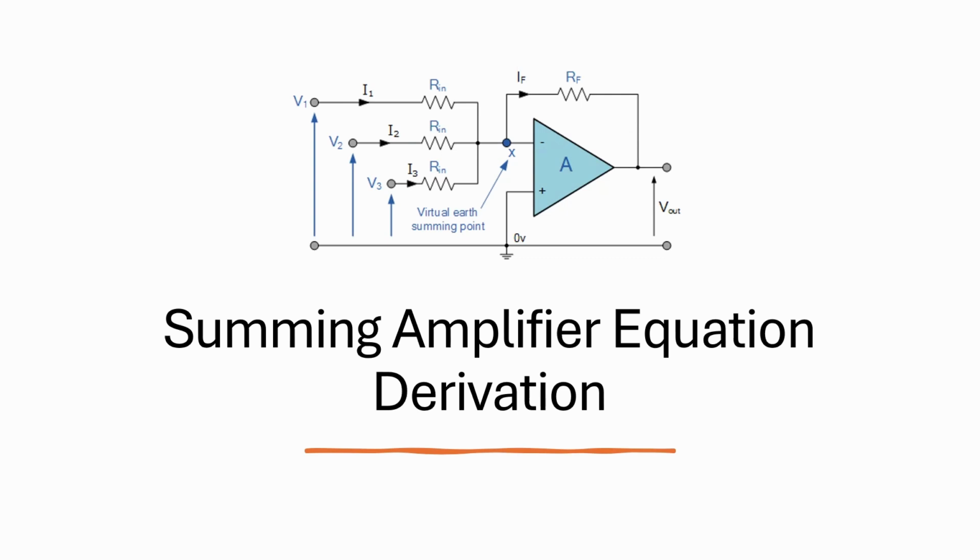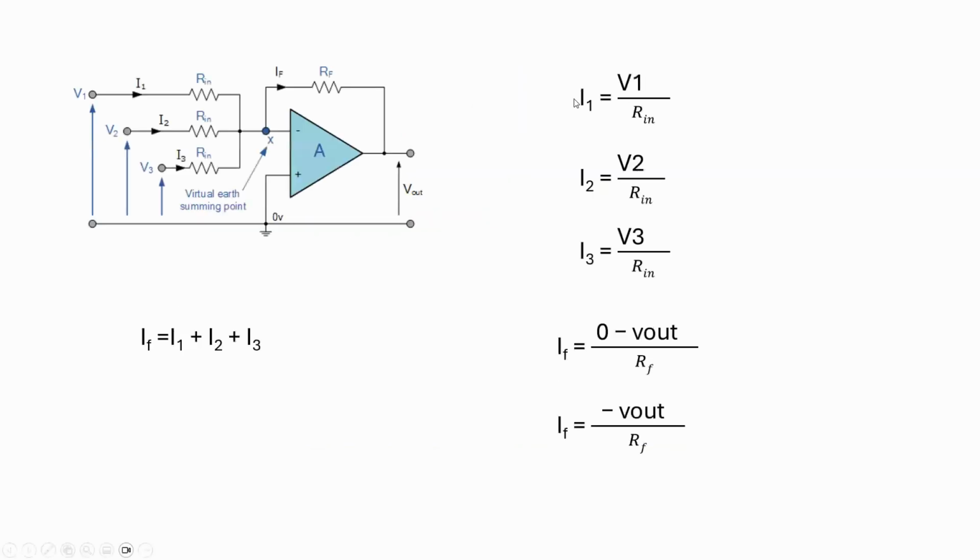So the current flows through this line, the IF line. So IF equals I1 plus I2 plus I3. Then we can find I1 by dividing V1 by Rin, and I2 can be found by dividing V2 by Rin, and I3 can be found as V3 divided by Rin.